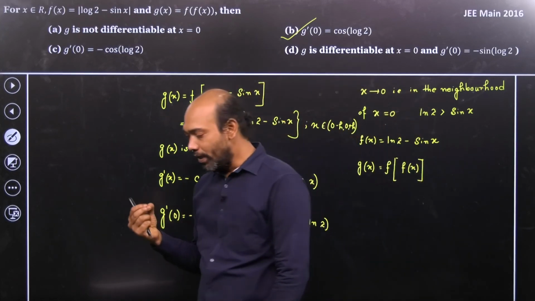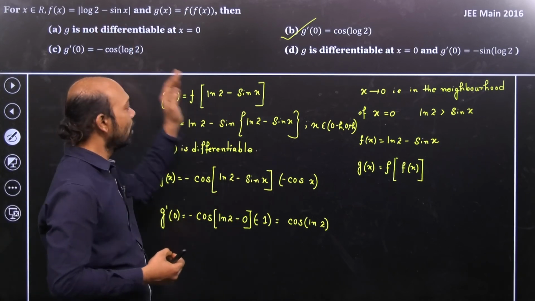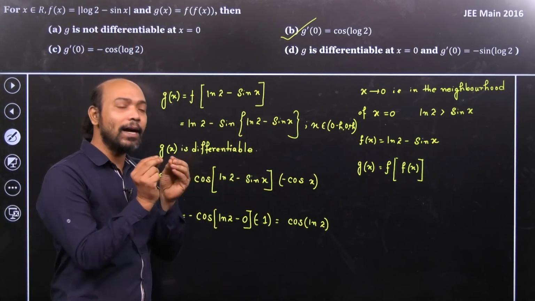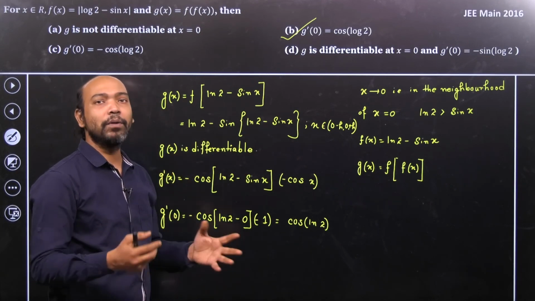So we just used one small trick here to remove this mod function. What's that? We concentrated only on the neighborhood of x equal to 0, and then the problem is just a straightforward thing. Hope you understood the problem.